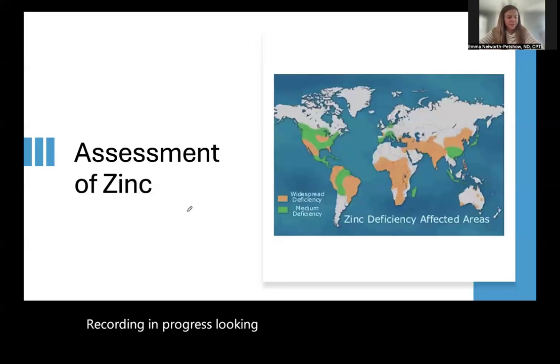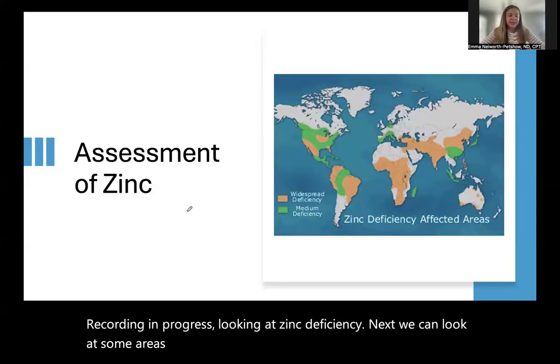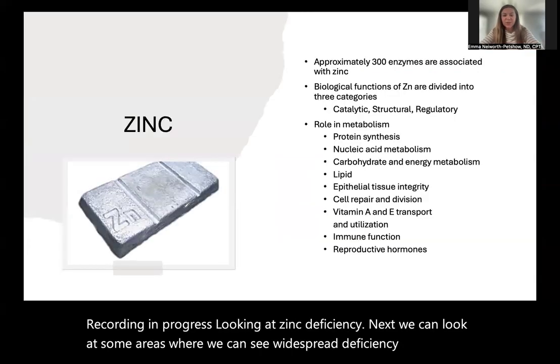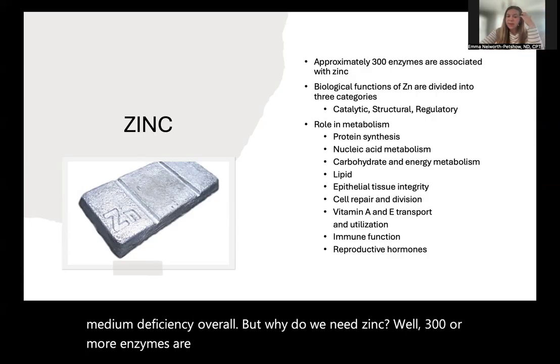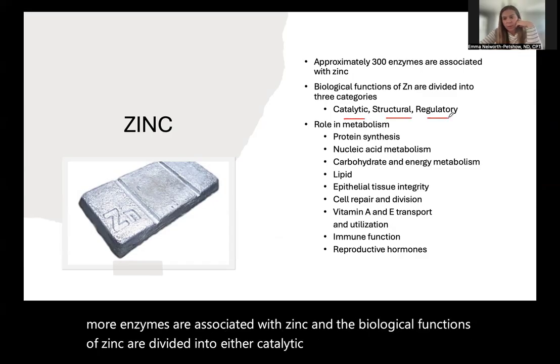Looking at zinc deficiency next, we can look at some areas where we can see widespread deficiency versus medium deficiency overall. But why do we need zinc? Well, 300 or more enzymes are associated with zinc, and the biological functions of zinc are divided into either catalytic, structural, or regulatory pathways. It has lots of roles in the metabolism.